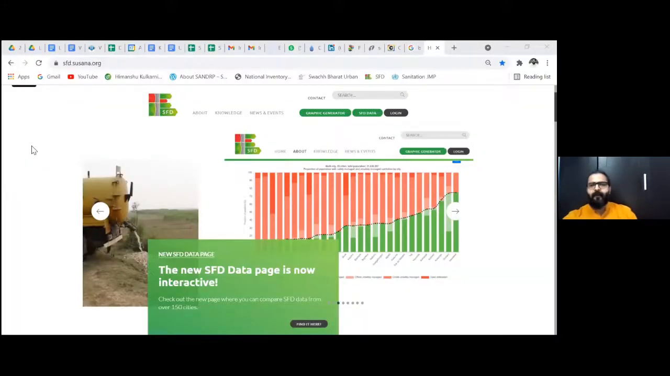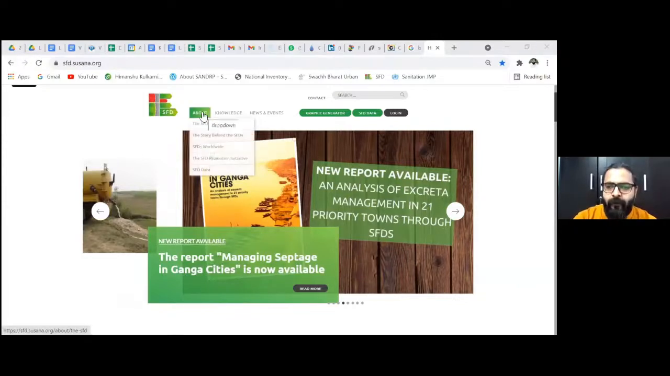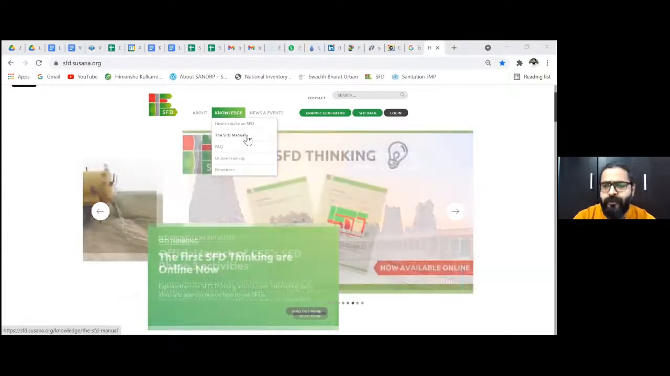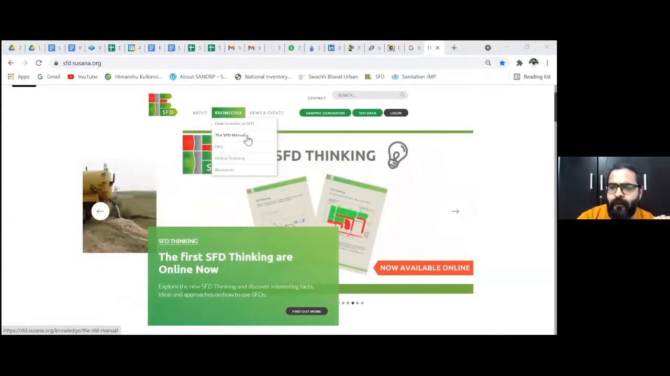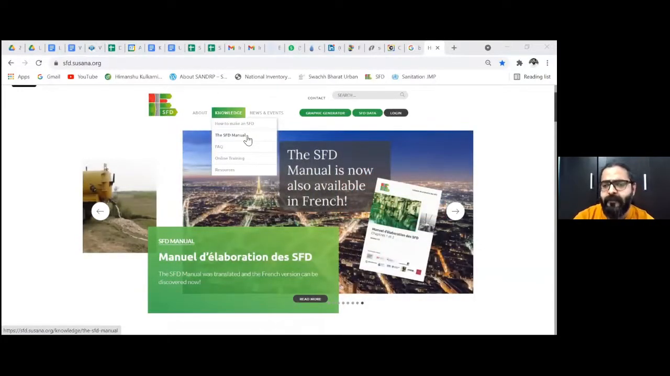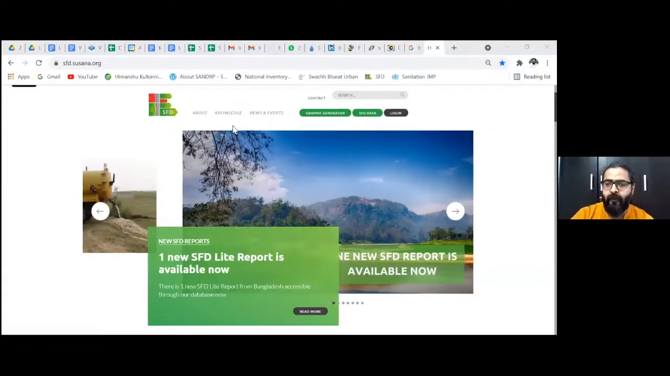I hope you can see my screen. So I've just opened this website called sfd.susana.org. I'll spend a few seconds here. You get all that is required to do a shit flow diagram and all the previous SFDs here. This is the manual where you get all the terminologies and definitions. We have defined all kinds of systems possible, various terms and variables, and also done it through diagrams to make people understand, because how you define systems in Africa may not be similar to how you define them in India. You get that in the manual, and you have FAQs, online trainings and other resources here.